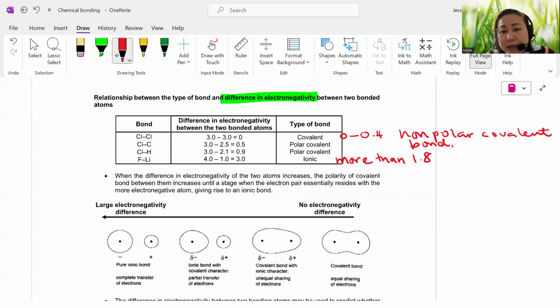So what about those values that are between 0.4 and maybe 1.8? For those values between 0.4 and 1.8, we would usually classify them as a polar covalent bond. When we have a polar covalent bond, it means that the shared pair of electrons is not being shared equally between the two atoms, but rather the more electronegative atom will exert a stronger pull on the shared pair of electrons, and this results in some form of partial charges being developed on the atoms.